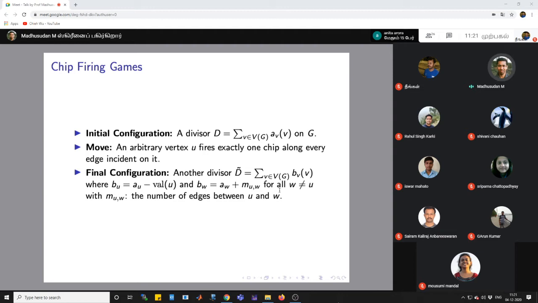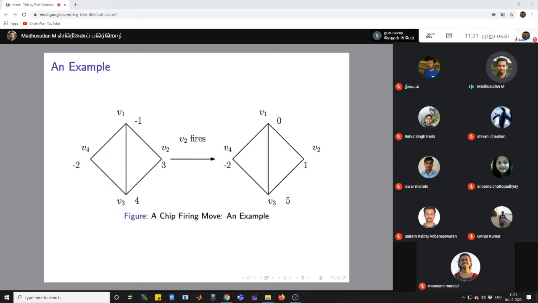Any other questions before we move on? I think I have an example here which would make it even more clear. So here's a quick example. We have this graph. Our graph is a kite graph. What's called a kite graph? A graph on 4 vertices.